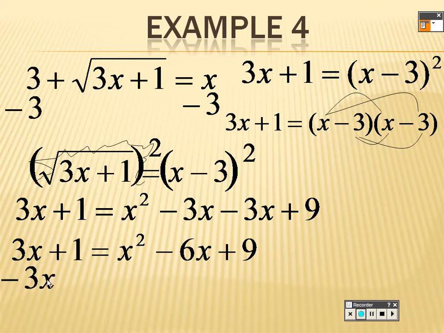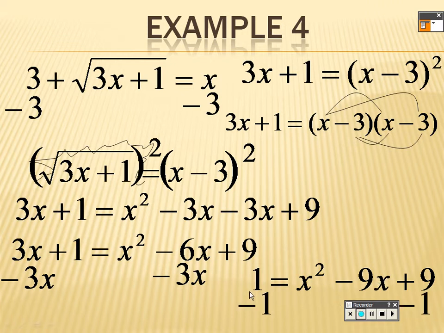So because it's quadratic, I'm going to move everything over to the right, because this is a positive. I want to make it a positive quadratic. So when I do that, those cancel out, and I have a negative 9x now. I'm going to move the 1 over as well, and that is me 0 equals x squared minus 9x plus 8.